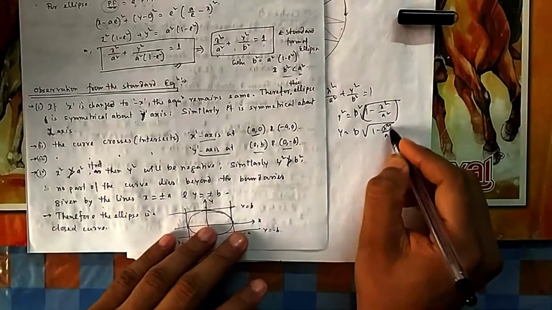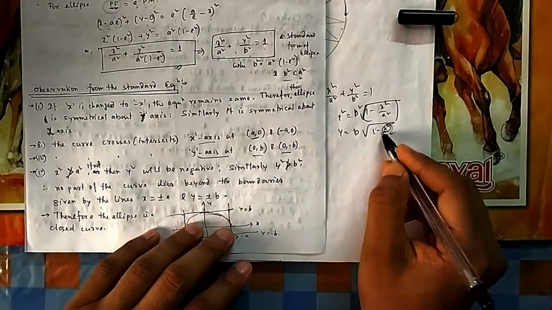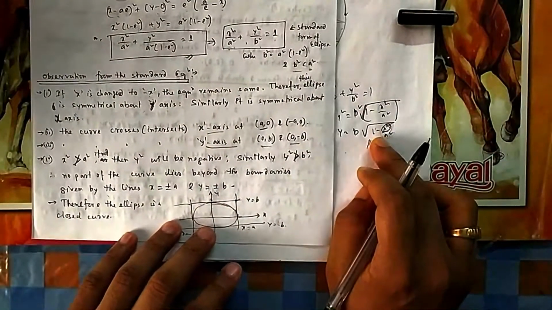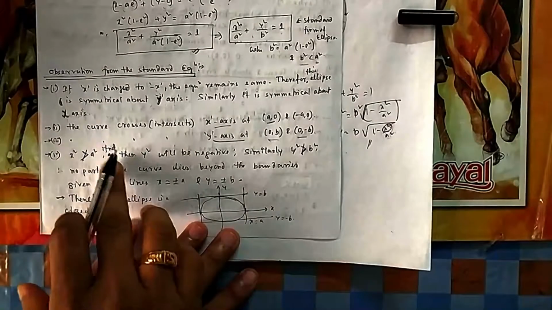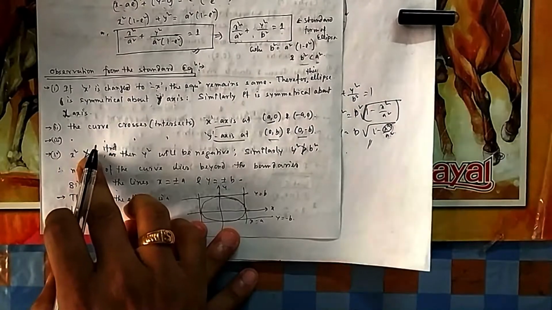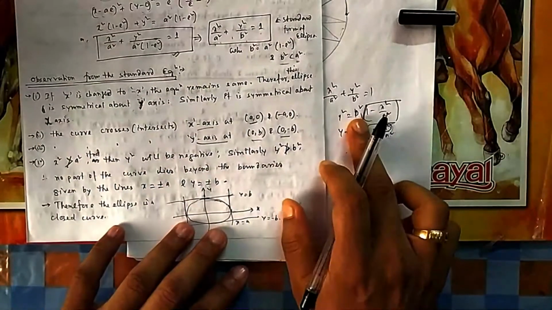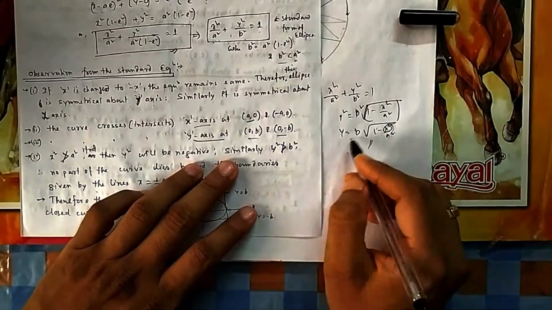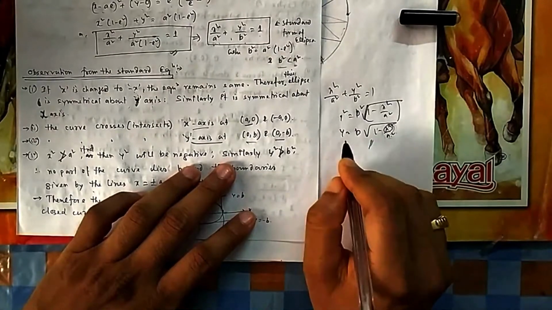Now if x square is greater than a square, then this fraction will be more than 1, then 1 minus more than 1 will be negative, so y will be imaginary. That means no real value of y will satisfy, so in the coordinate plane you will not find a point. So x square should not be greater than a square. If it is greater than a square, then y square will be negative. So similarly you will not get y, and if you do not get y, that means there is no point which is satisfying this condition.